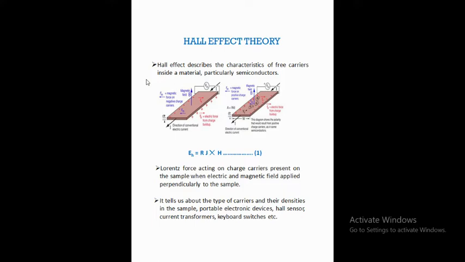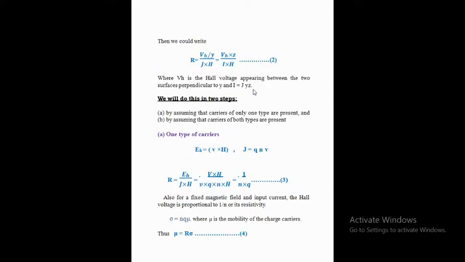So a voltage difference will appear over the width of the sample, and this voltage difference we call the Hall voltage. Corresponding to the Hall voltage, we say there is an induced electric field, that is the Hall voltage developed divided by the distance over which the charges are separated. The Hall coefficient is defined as the induced electric field divided by the current density J and the applied magnetic field H. And we can write it like this.